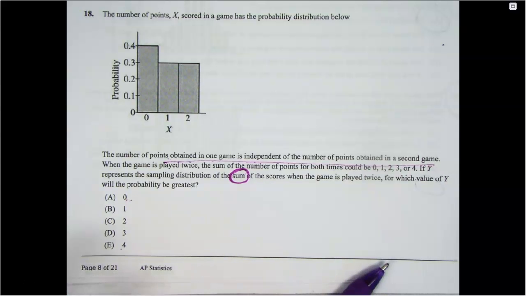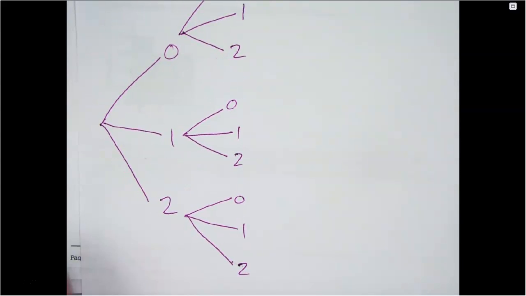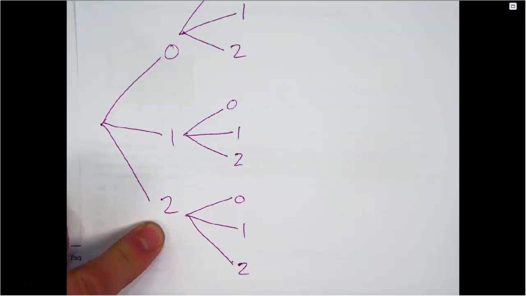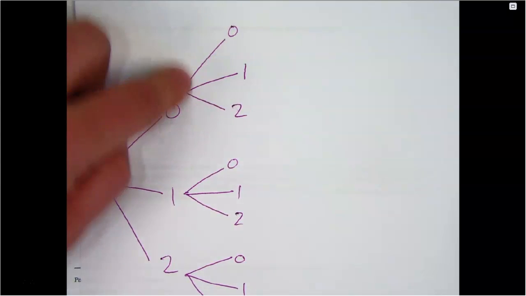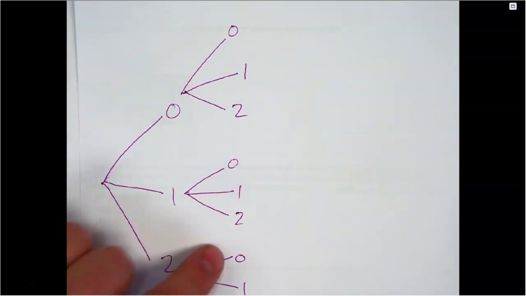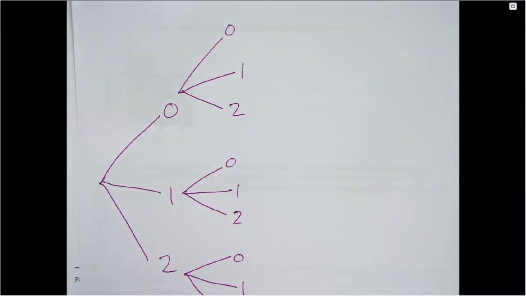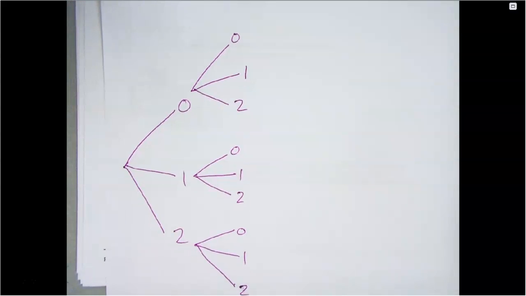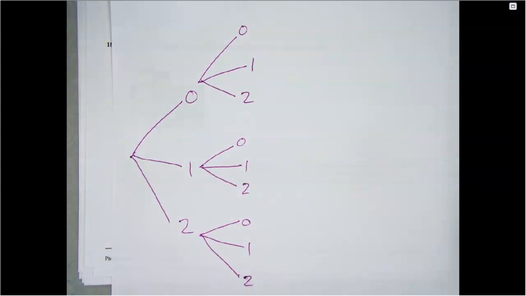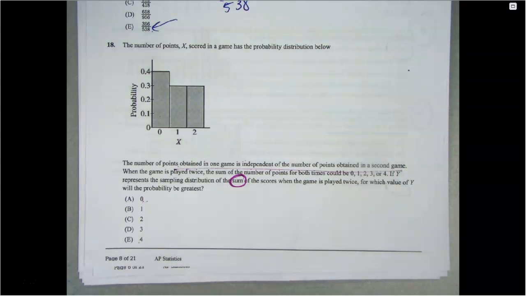Make a tree. So put 0, 1, 2 for your first here. So the first time I play, I can get a 0, 1, or a 2. And then off of all of those, I can get a 0, 1, or a 2. I understand why you'd say 0, because that 0.4 is the biggest. But the only way you can add up to 0 is getting 0 both times. There's other ways you can add up to 2, or 1, or 3. Does that help you get started?